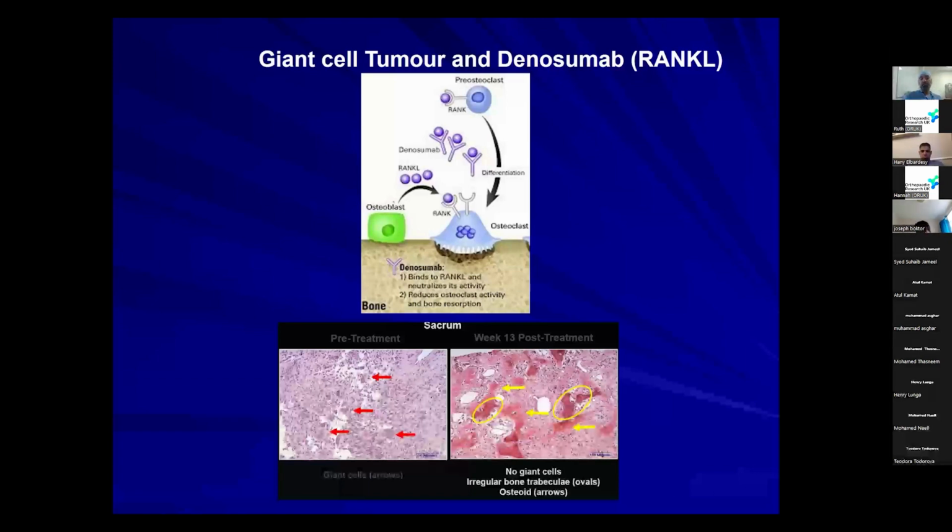It is now used in treating giant cell tumor of bone. So that's a quantum shift in the treatment of giant cell tumors over the last almost decade now, because it was licensed in 2014 for treating giant cell tumor of bone, and it has helped us massively.